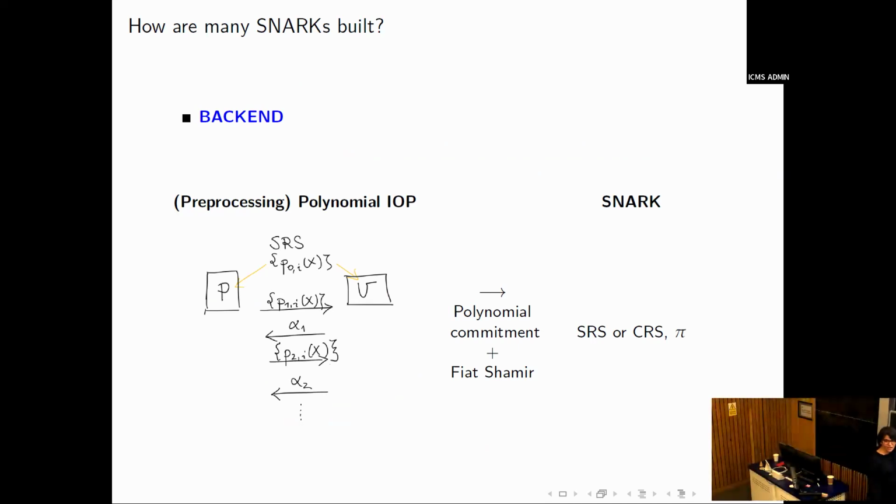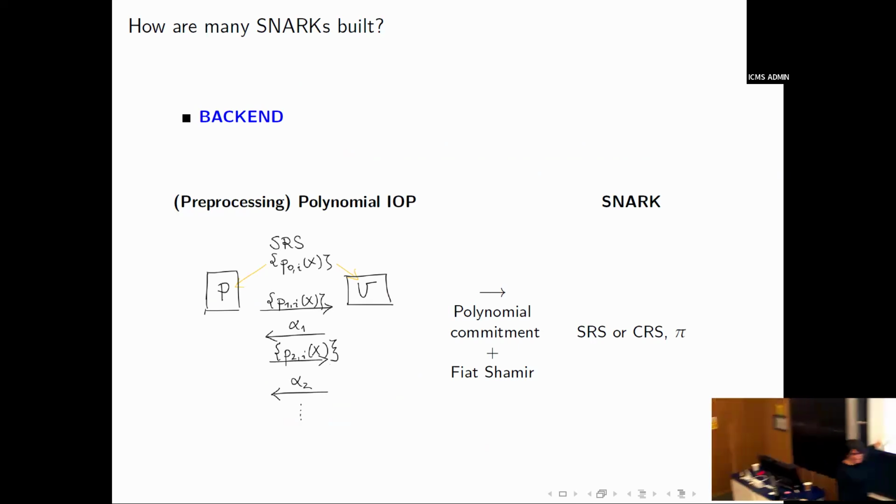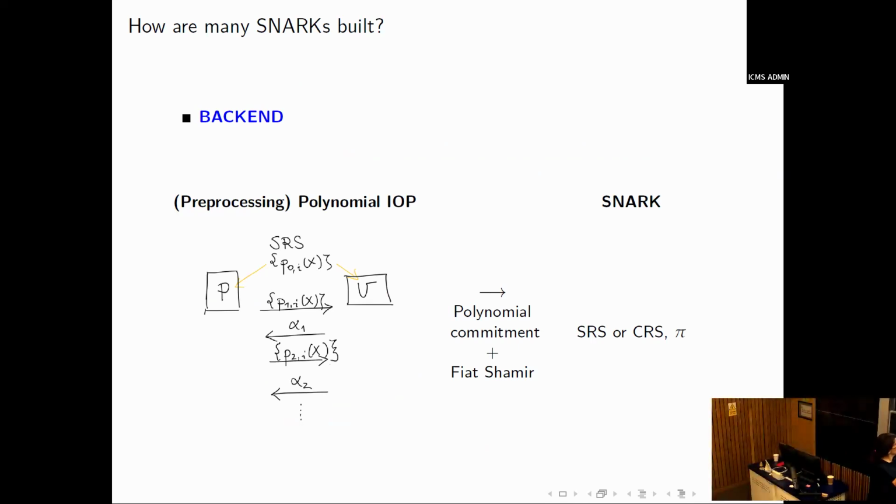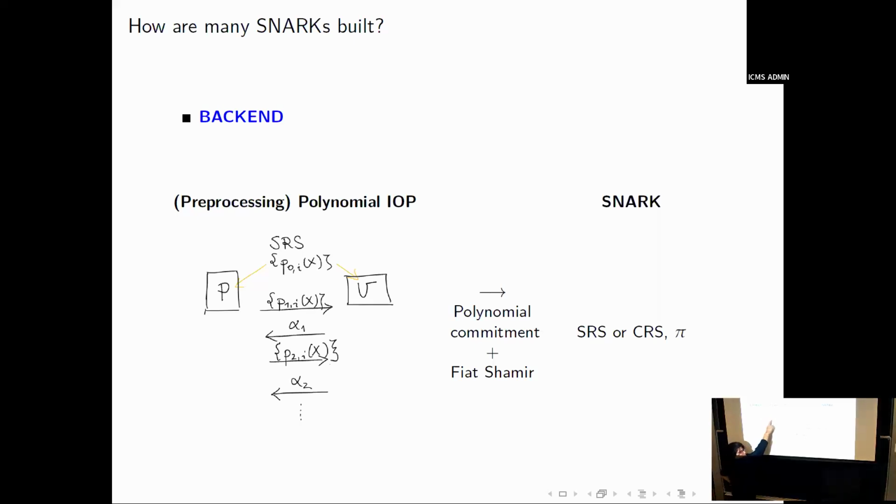First, people think of a protocol that's information theoretically secure, where parties exchange polynomials. Sometimes there are a few preprocessed polynomials, so it's a preprocessing polynomial interactive oracle proof. They have some common parameters, and then they exchange messages, they exchange polynomials. This can be multivariate or univariate. And then from this, we have a SNARK. This step of transforming the preprocessing polynomial IOP into a SNARK is where cryptography comes in.